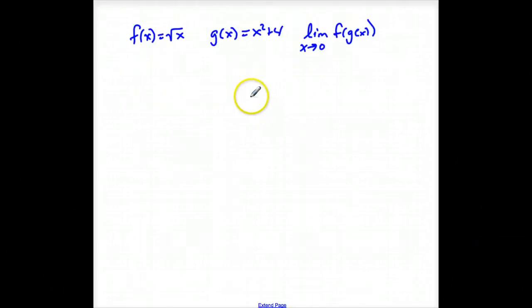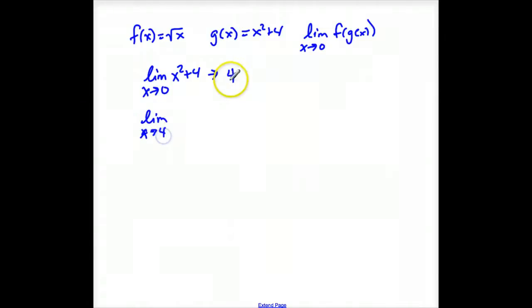But using the theorem, we first find the limit of the inside function as x approaches that number. So direct substitution will give us 0 plus 4, which is 4. So that's the L in the theorem. Then we take the limit as x approaches that 4, the answer we got here, and put it into the f function. Direct substitution gives us the square root of 4, which is 2.